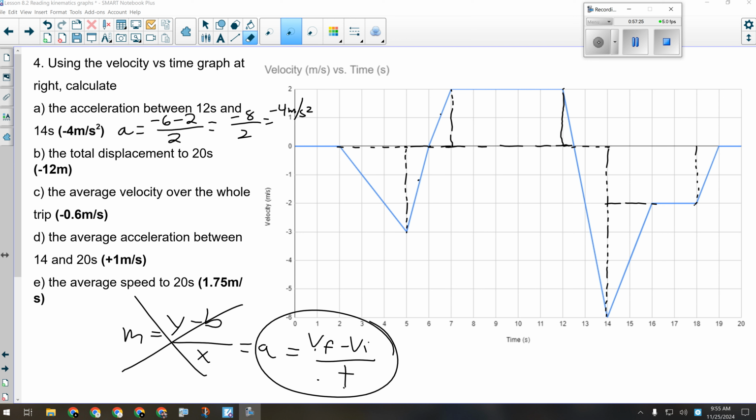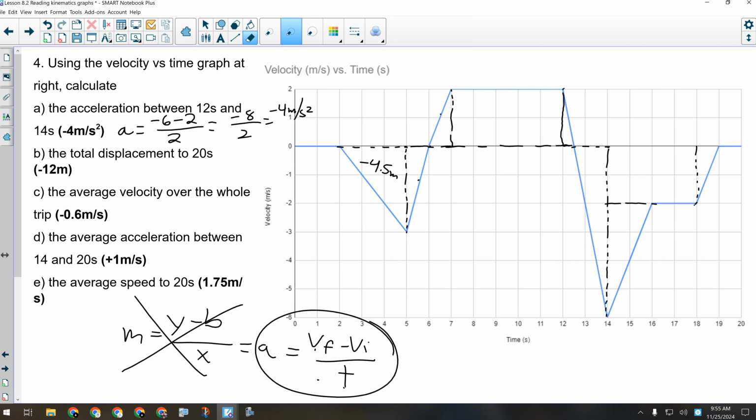Okay, so if we want to calculate the total displacement, we need the area of all those shapes, because each one of those shapes is traveling at a different average velocity, or doing something different. So we have to treat each one like a separate average velocity times time calculation. For this first triangle, the height is -3 and the base is 3, so 3 times -3 is -9, but because it's a triangle we divide by 2, so this is -4.5 meters.